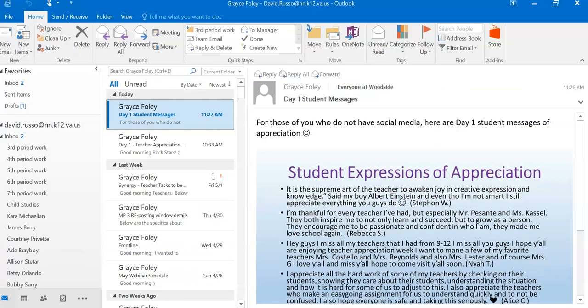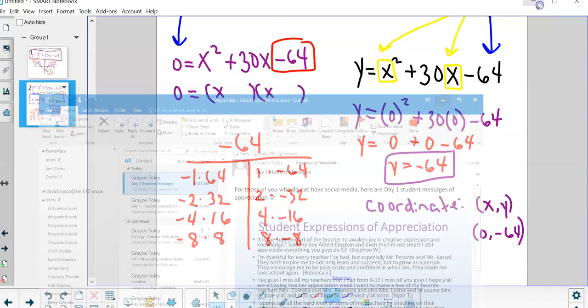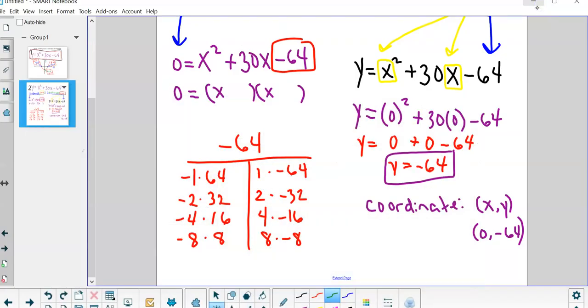I'm so sorry about that. I don't know why I keep getting these emails in the middle of my lecture. I guess I just close out Outlook.